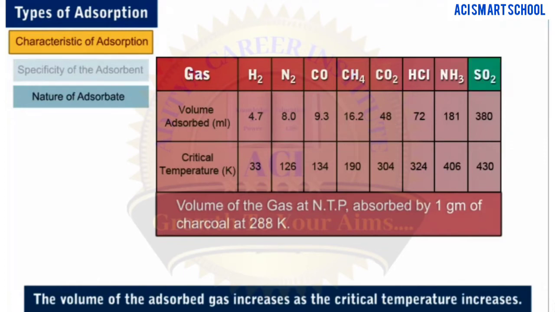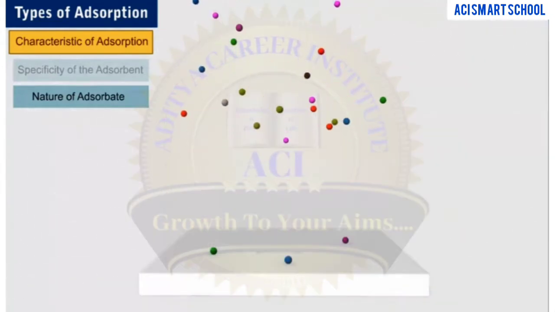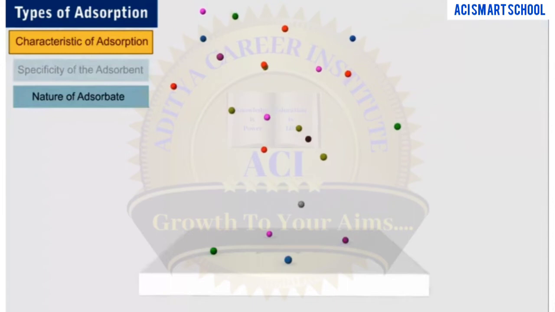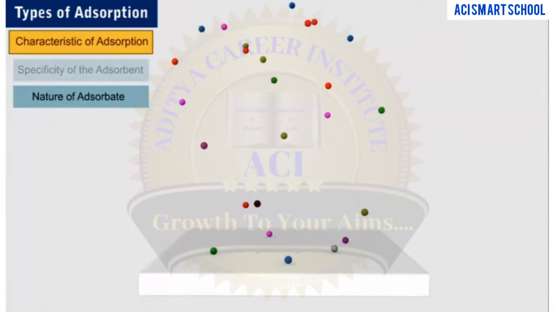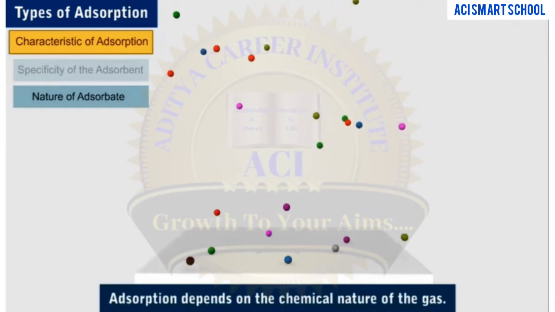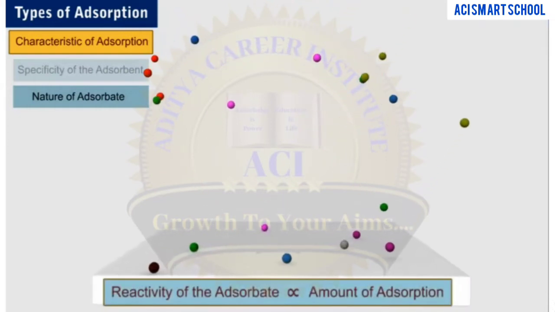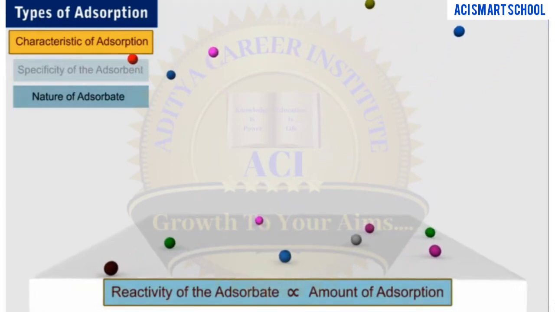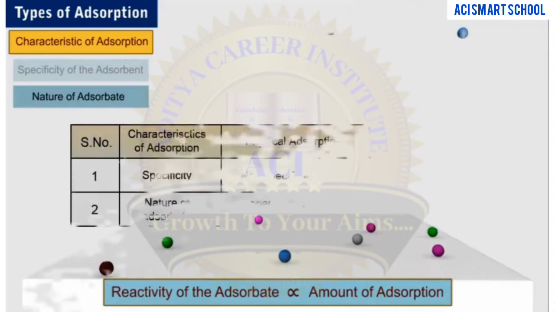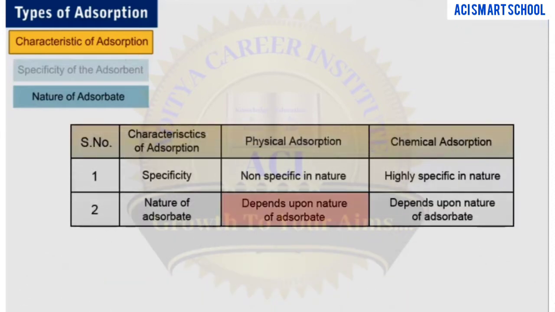The critical temperature of sulfur dioxide is 430 Kelvin, and hence it is adsorbed more on the charcoal than methane and hydrogen, which have a critical temperature of 190 and 33 Kelvin respectively. In chemical adsorption, no correlation is seen between the amount of gas adsorbed and the critical temperature of the gas. But adsorption depends on the chemical nature of the gas. The greater the reactivity of the adsorbate, the greater is the amount of adsorption. Therefore, we can infer that both physical and chemical adsorption depends on the nature of the adsorbate.